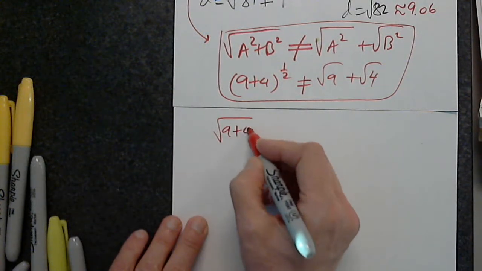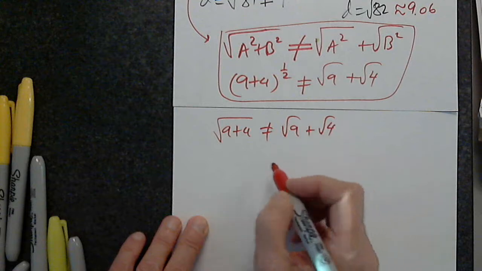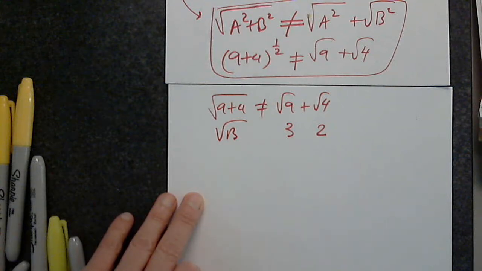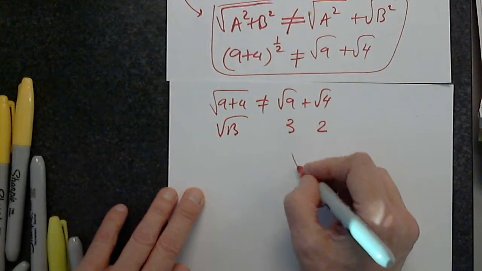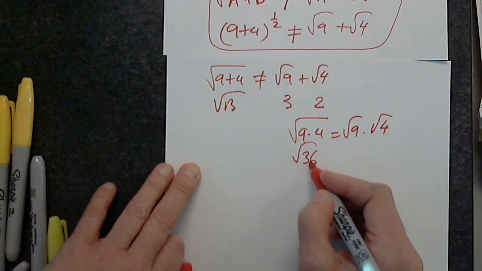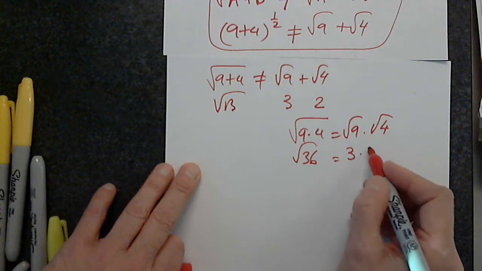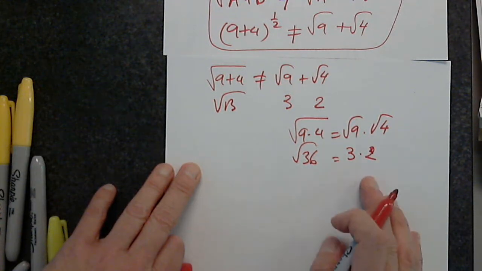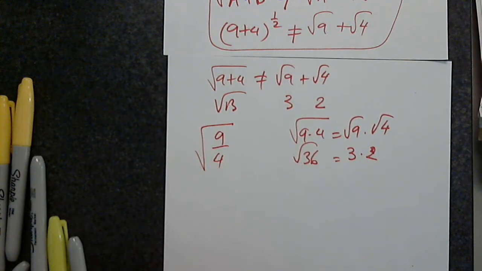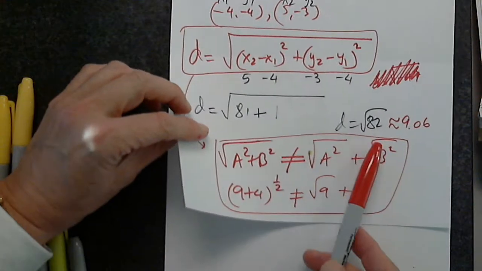So the square root of 9 plus 4 does not equal the square root of 9 plus the square root of 4. This is the square root of 13, this is 3, and this is 2. 5 does not equal the square root of 13. But yes, the square root of 9 times 4 is the square root of 9 times the square root of 4. This is the square root of 36, and this is the square root of 9 is 3, and this is 2. The square root of 36 is 6, and this is 3 times 2. That will work. And the same thing for a ratio, 9 divided by 4, but not for a sum of terms or difference of terms. It doesn't work. So that's why we have to add and then take the square root.